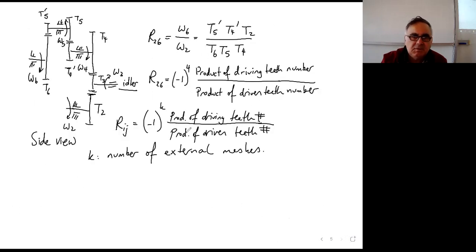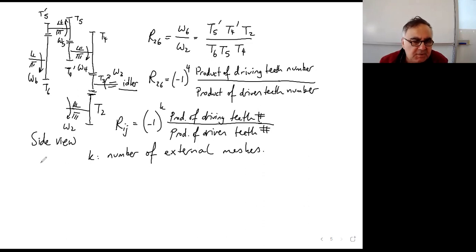So the direction will change four times. So that it will be in the same direction, for example. This is always true for simple gears, and if the gears are, of course, external. For internal, they don't have that.